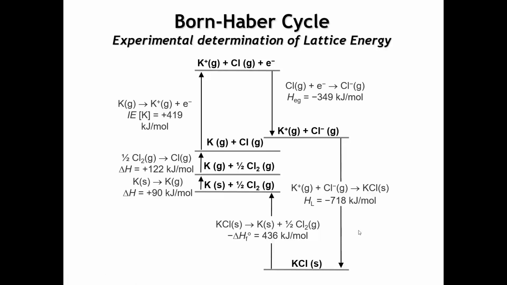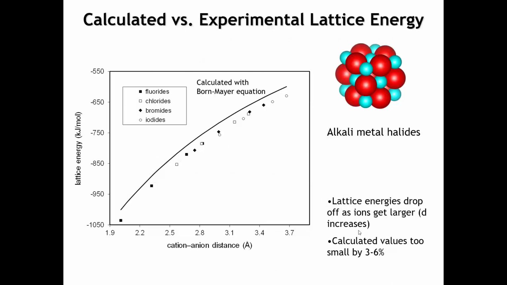Now, back to the question of how accurate was the Born-Meyer equation. Well, remember in the Born-Meyer equation, we got something like minus 680 kilojoules per mole. Here we see the true lattice energy is more like minus 718 kilojoules per mole. So the Born-Meyer equation underestimated the lattice energy by a little bit. It was maybe on the order of 5% too small. But, you know, for such a simple-minded approximation as treating all of the ions as point charges, that's not too bad.